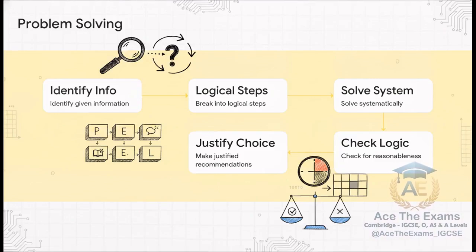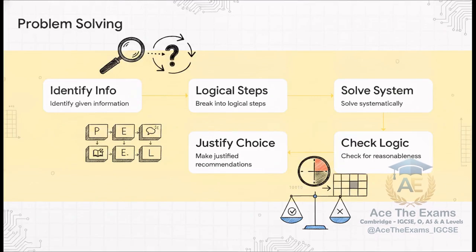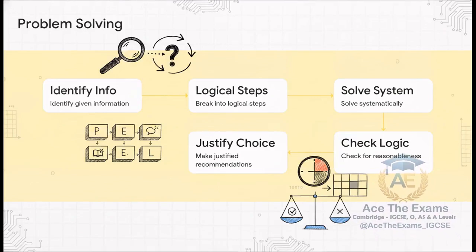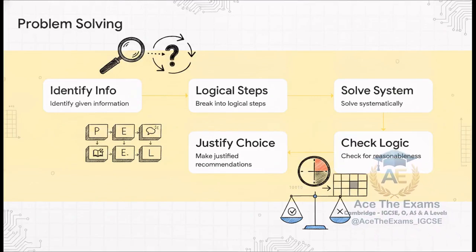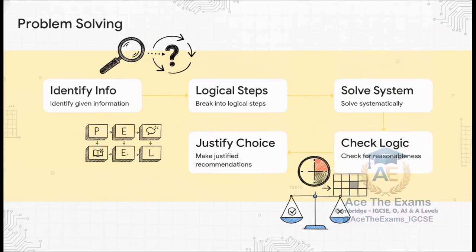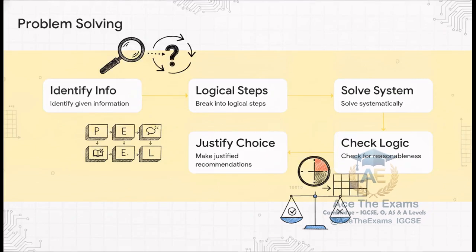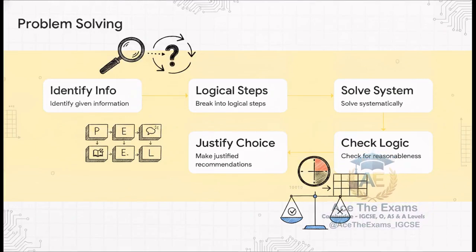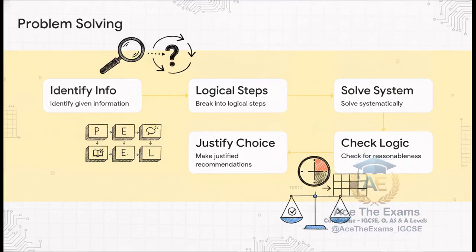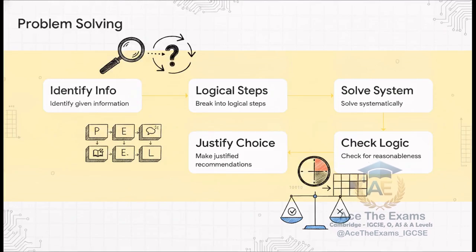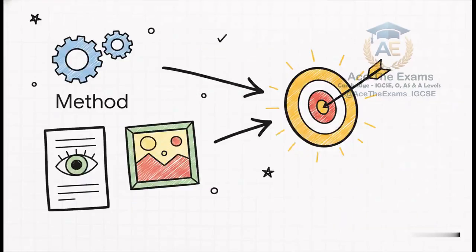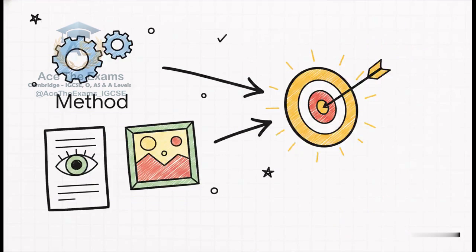Listen to this part closely. When you justify a recommendation, you don't just say why your chosen protocol is good. You explicitly state why the alternative protocol is worse for this specific scenario. That type of evaluative thinking, weighing alternatives and comparing approaches with hard evidence, is the absolute hallmark of an A-star candidate. Students who consistently implement these computer science strategies see an average improvement of 2 whole grade boundaries.